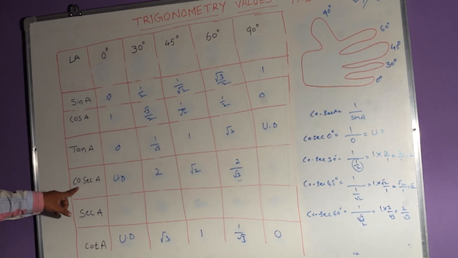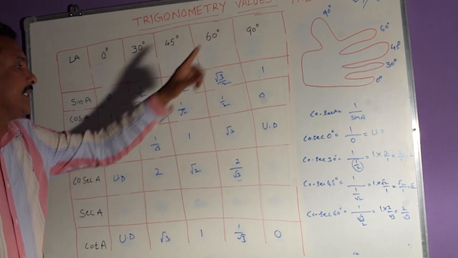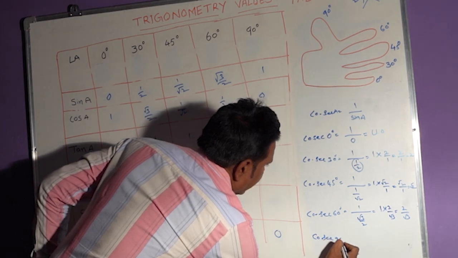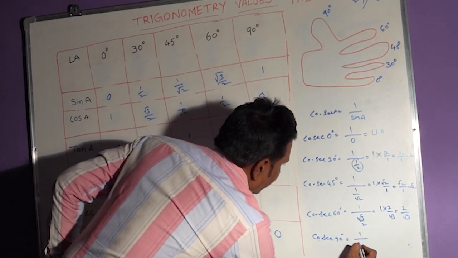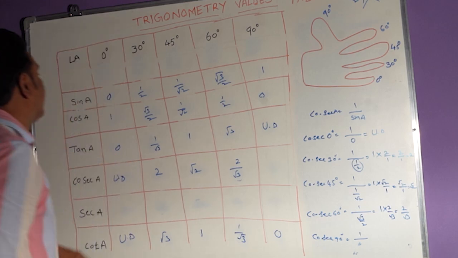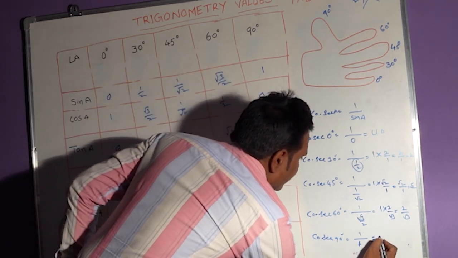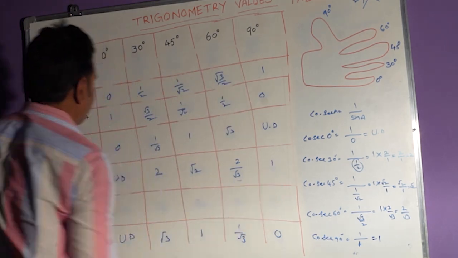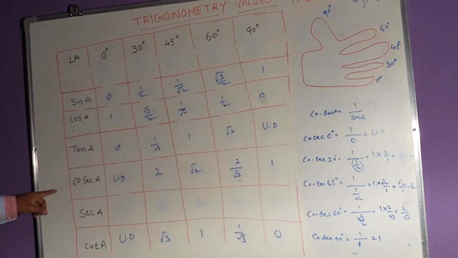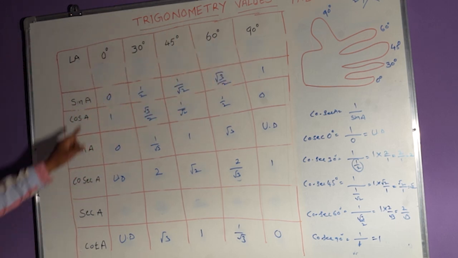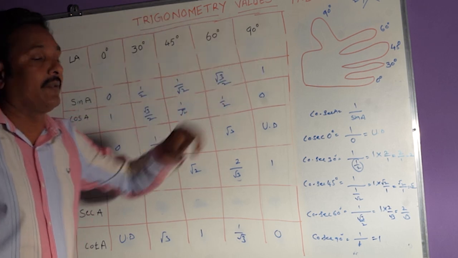Next, cosec 90 degrees is equal to 1 by sine 90 degrees. Sine 90 degrees is equal to 1. 1 by 1 is equal to 1. Okay, 1.